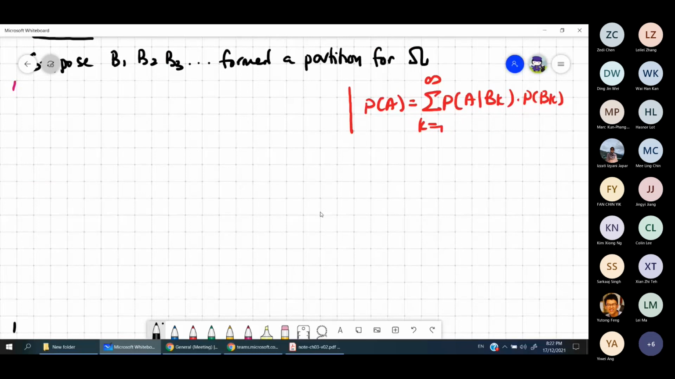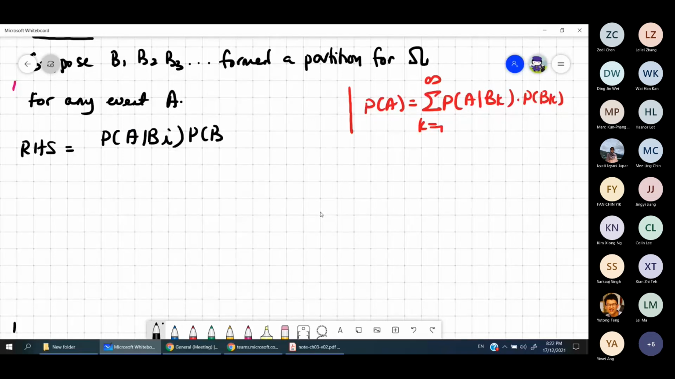So this is a partition. Now again we consider any event A. We look at the right hand side, sum of it. So that is equal to the sum of P(A|Bi)P(Bi).